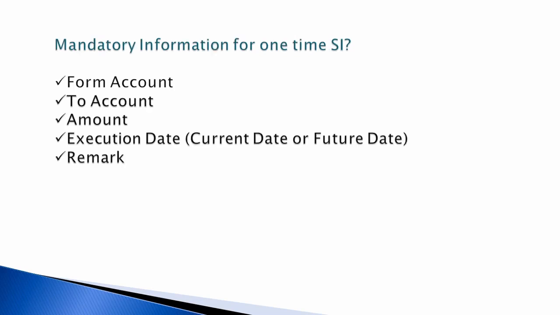Mandatory information for a one time standing instruction. If you want to do a one time standing instruction, you need from account, to account, amount, execution date and remarks. The execution date will always be today or a future date. For example, if you are giving a standing instruction today, it will be marked in the system, and on the execution day it will debit the customer account.